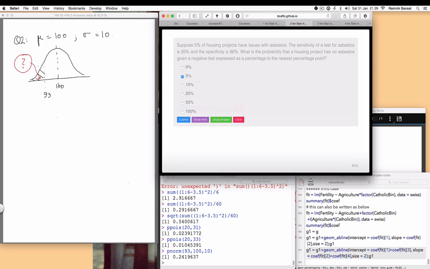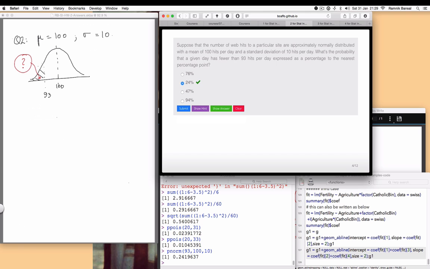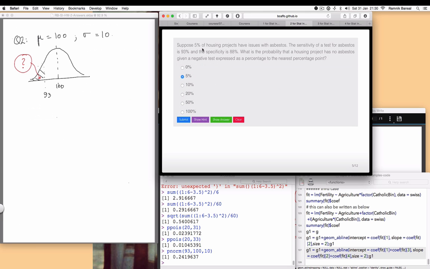So is this clear, Dipankar? Was it clear to you? Do you understand? Okay, yes, all right.